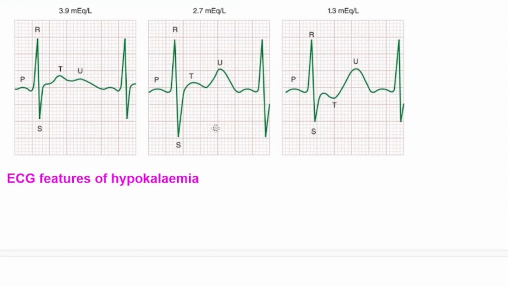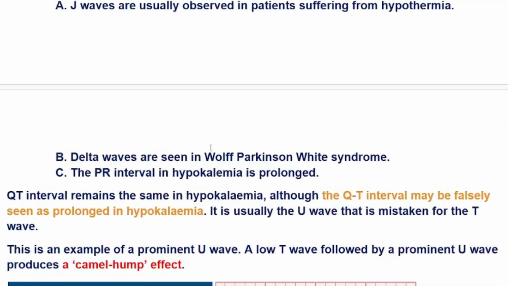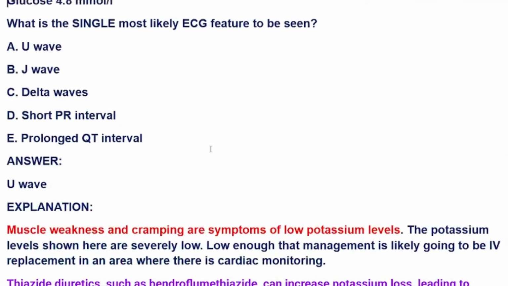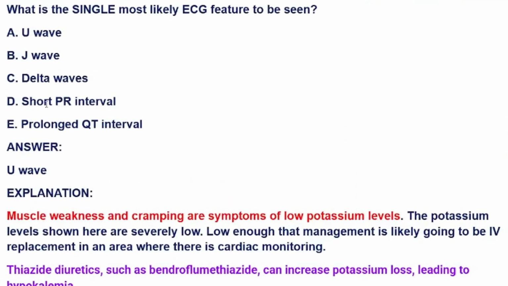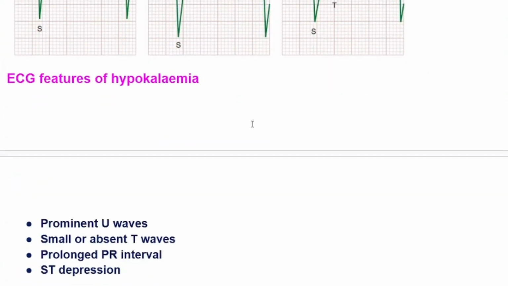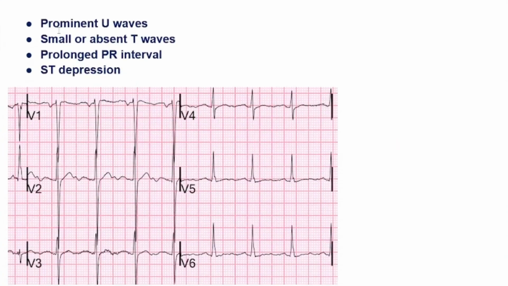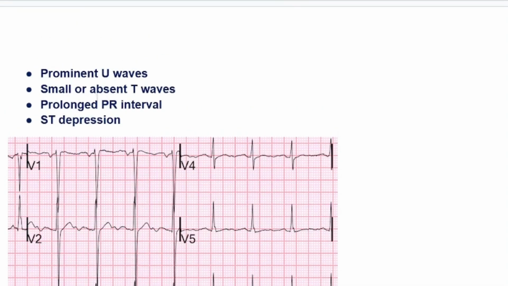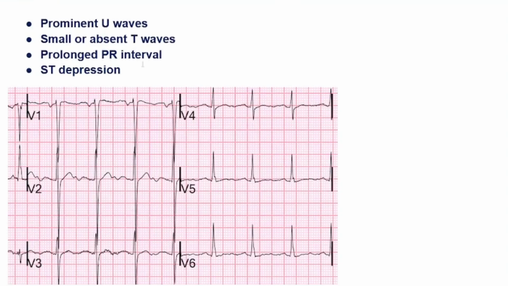Okay, also we can see prolonged PR interval. Here was short PR interval, but in hypokalemia, the PR interval is prolonged, not shortened. Okay. ECG features of hypokalemia: prominent U waves, small or absent T waves, prolonged PR interval, and ST depression.